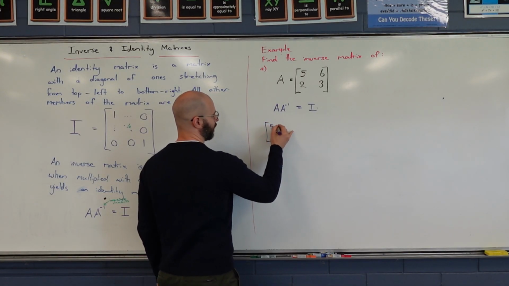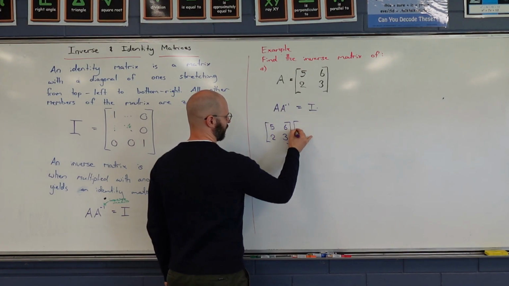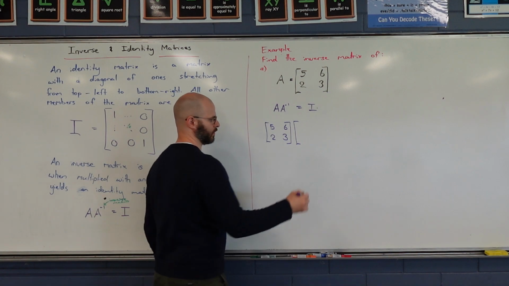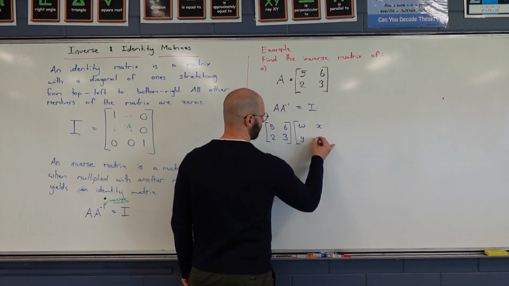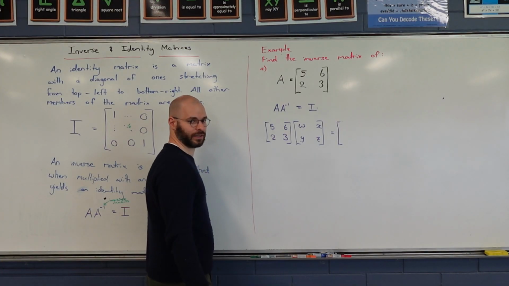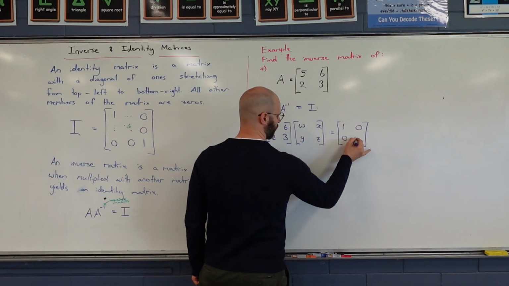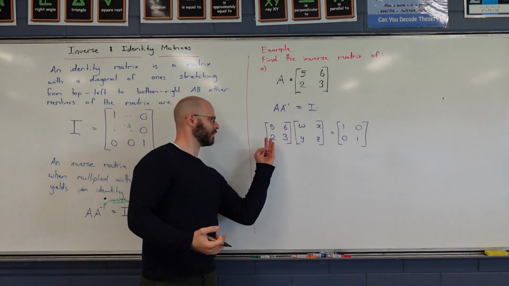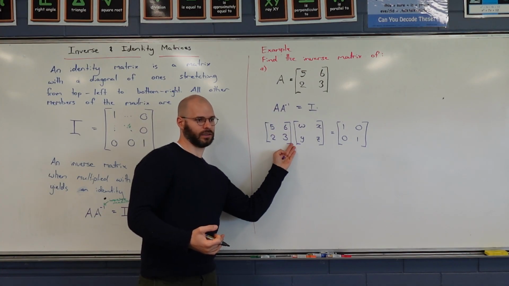A is 5, 6, 2, 3. And the inverse of A, do we know it? No. So we just say W, X, Y, Z is equal to, what's our identity matrix going to be? 1, 0, 0, 1. Cool. Okay, now what's the operation between this guy and that guy? Multiply.